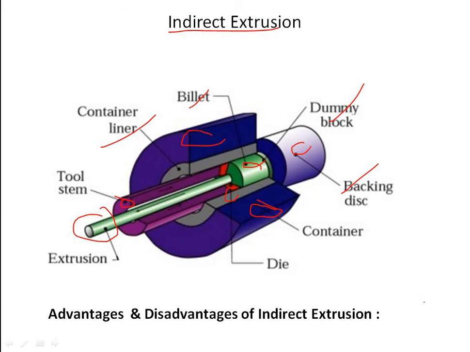This process consumes less power due to the static billet container, causing less friction on the billet. However, supporting the extruded part is difficult when the extrusion exits the die. These are the things. So next we will be discussing advantages and disadvantages of indirect extrusion. So first one, less friction and less power used. Can be used for both hot or cold extrusion. Simple tooling compared to other extrusions. Disadvantages: difficult to support the extruded part.